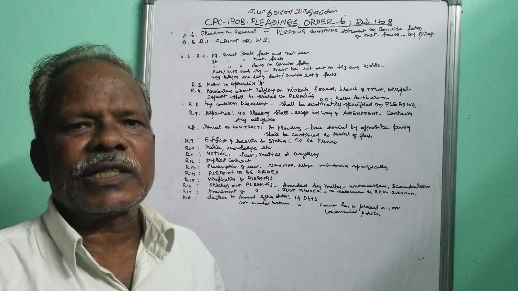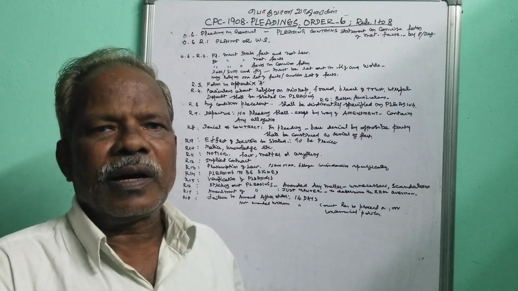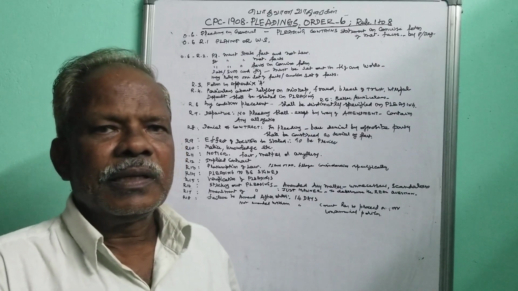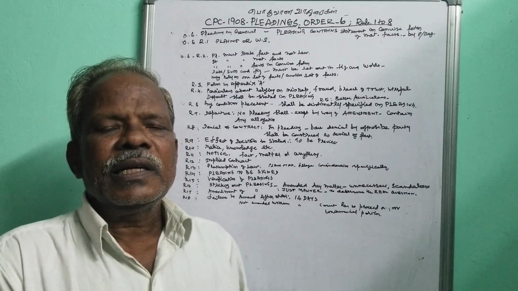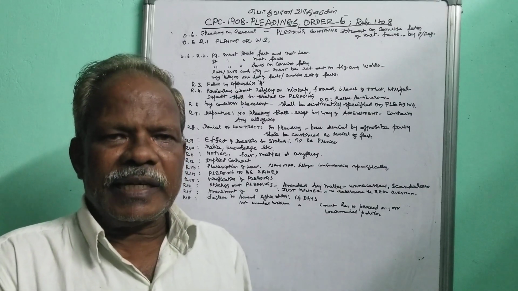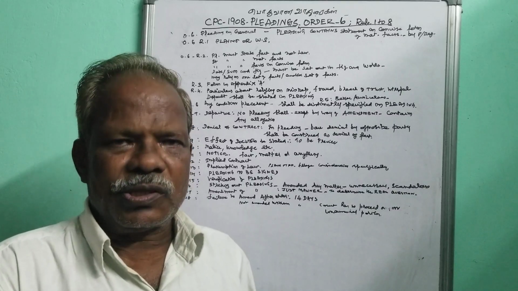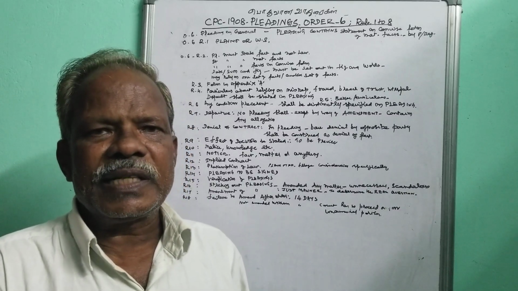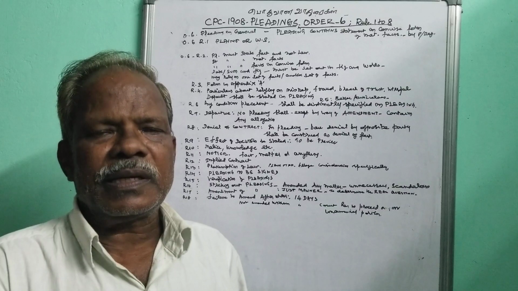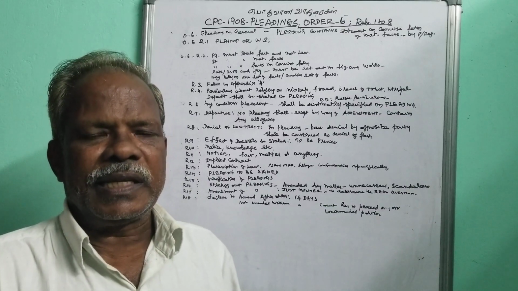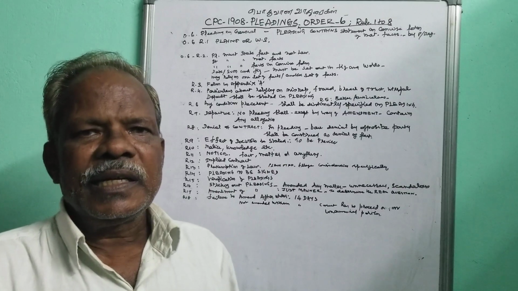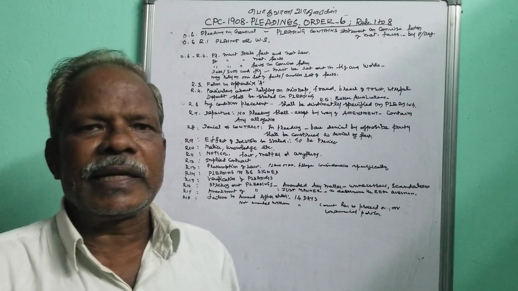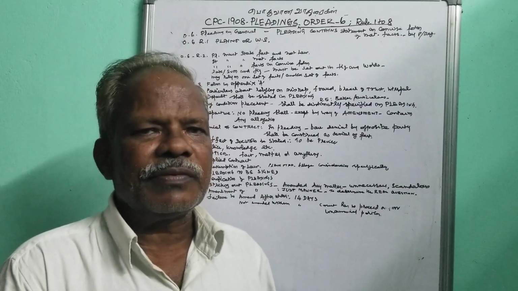So the defendant has to give a written statement to the plaintiff. This has to be given within 30 days from the filing of the suit, and if it is extended, it can be extended up to 90 days, and further extension will not be given.